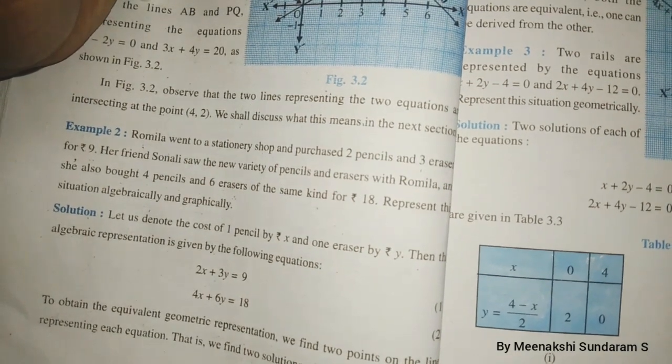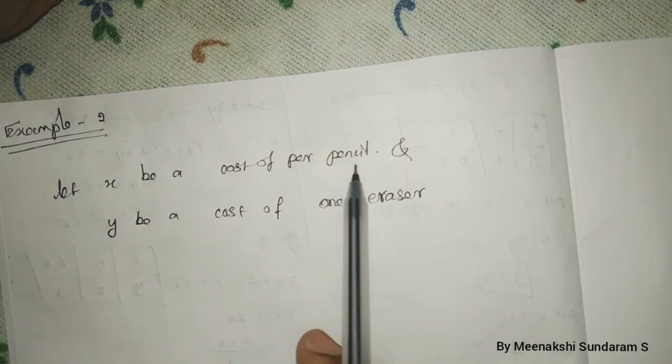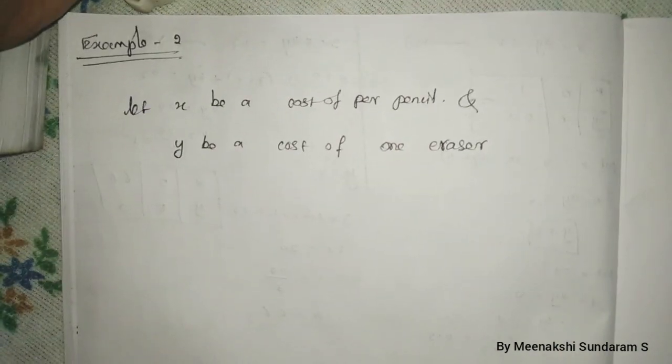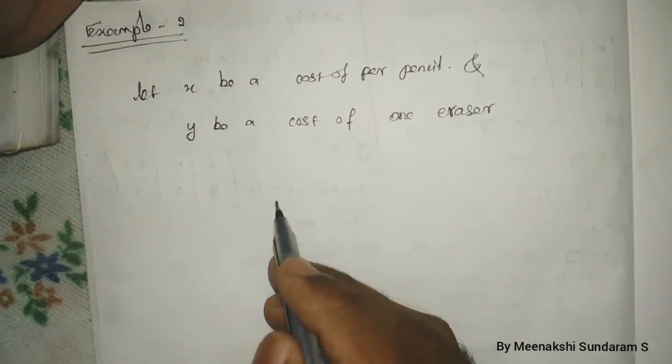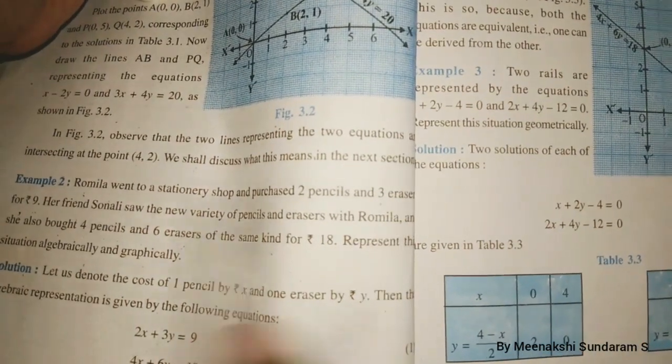Clear? Very clear? So we want to find out the cost of the pencil as well as the cost of the eraser. Clear? Any doubt? Okay. Now, let x be the cost of the pencil and y be the cost of one eraser. Clear? Okay. Now, what is the first condition? Actually, first condition, 2 pencils and 3 erasers for 9 rupees.